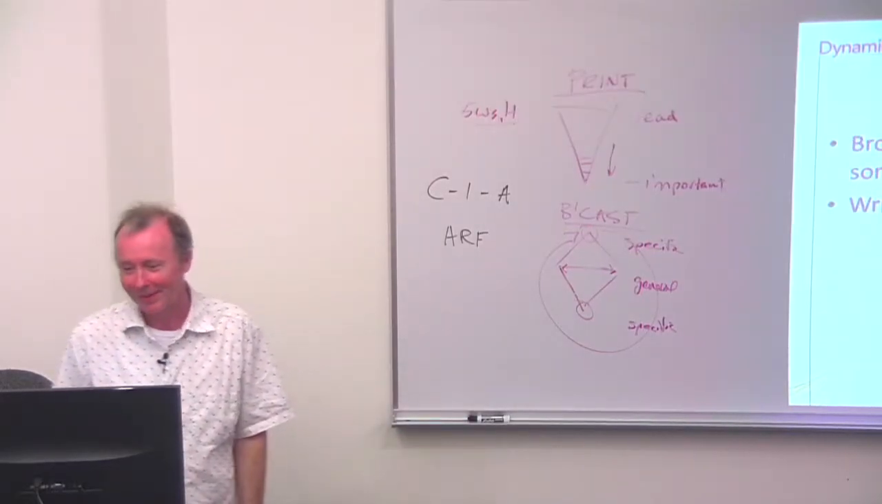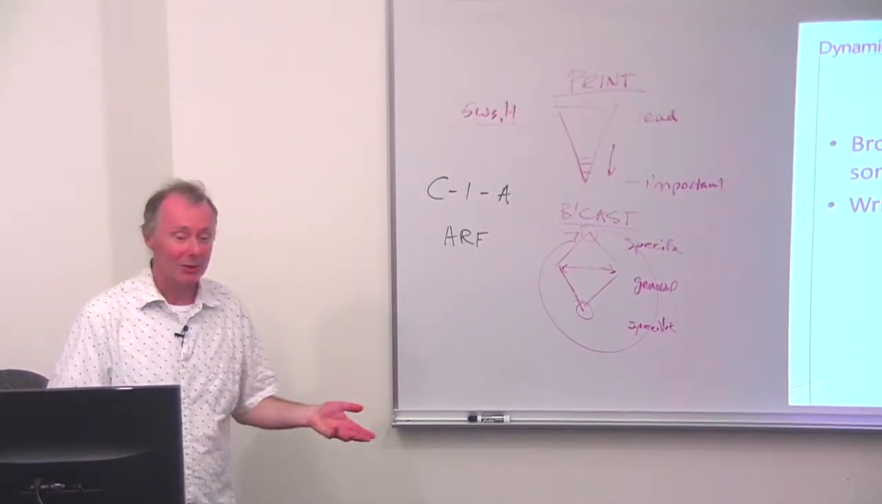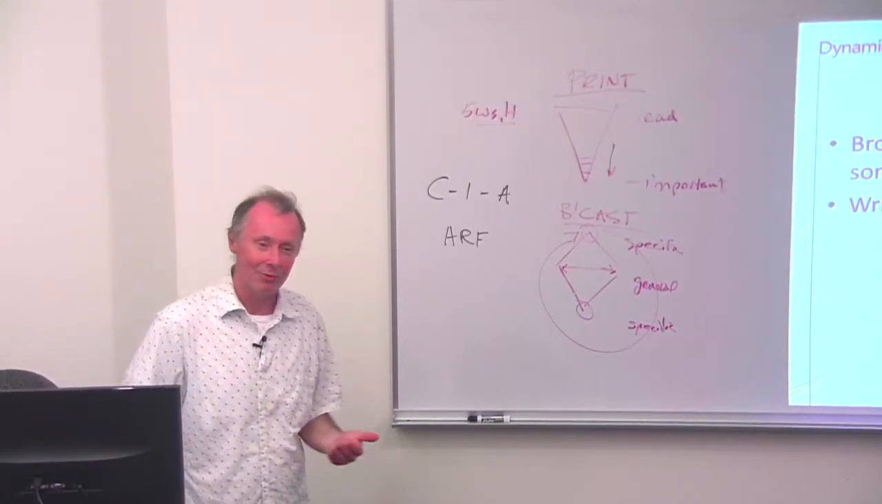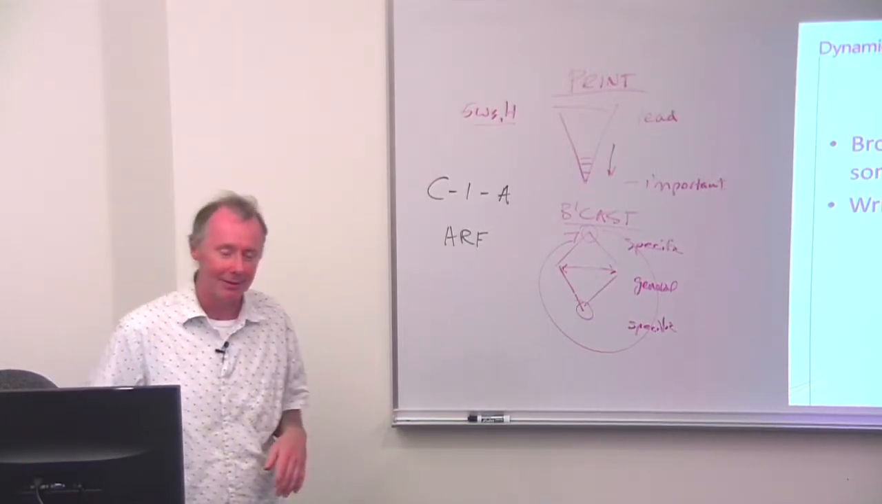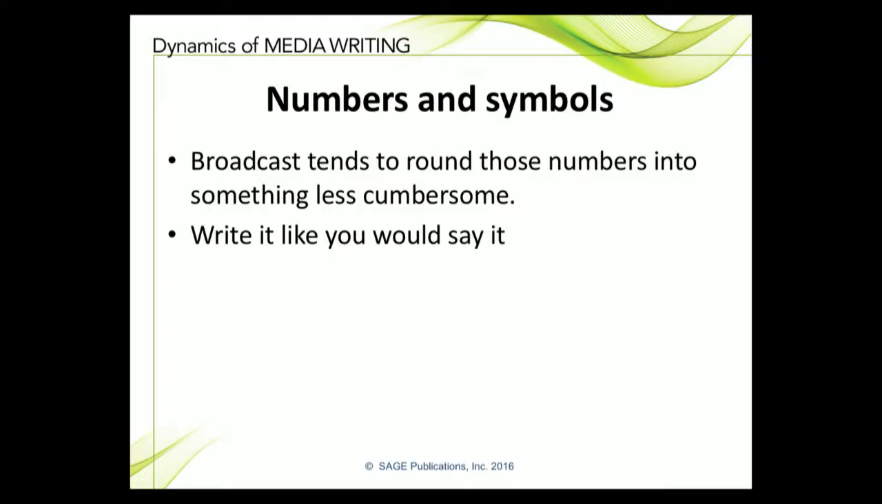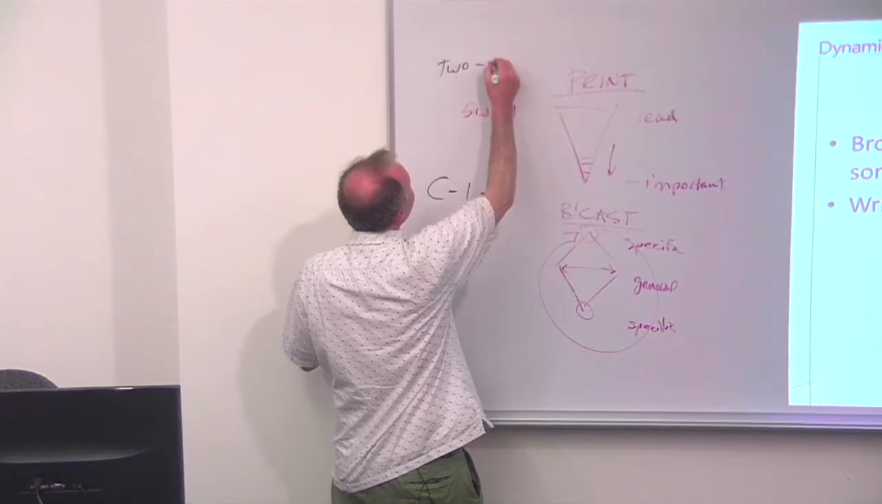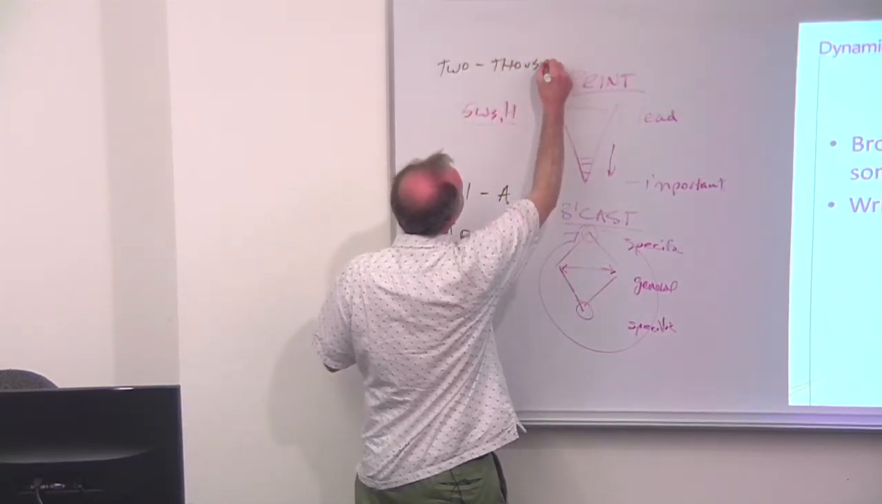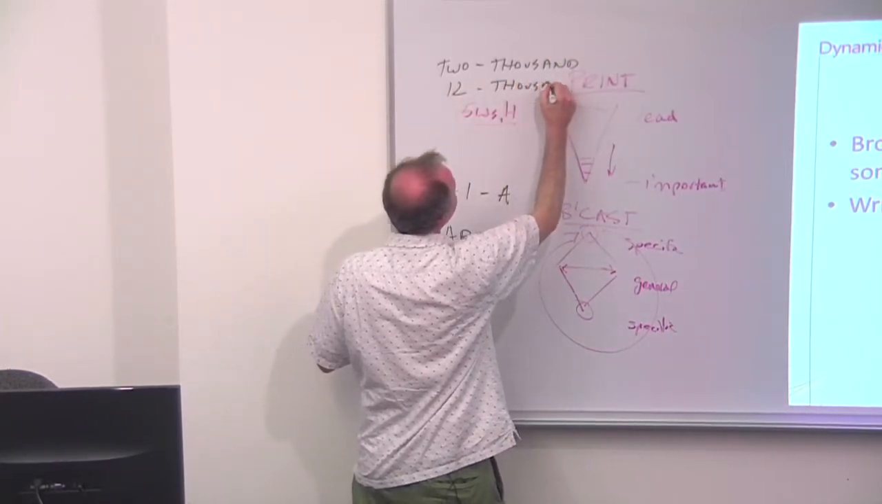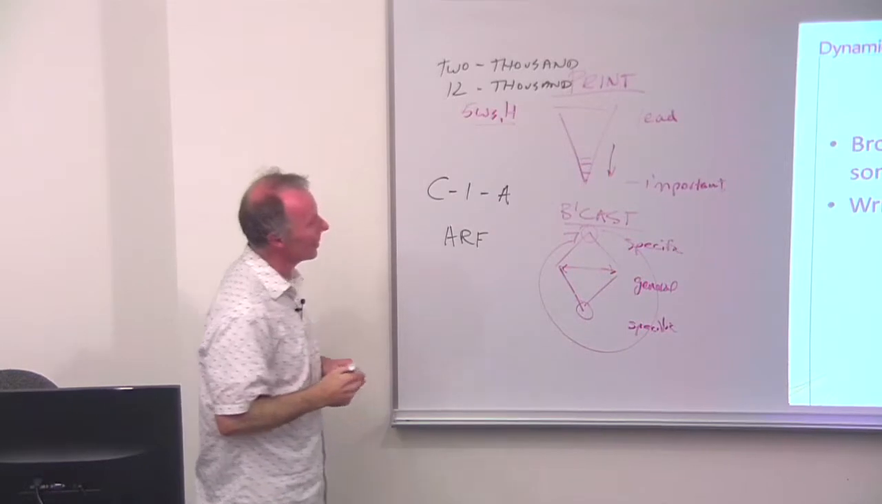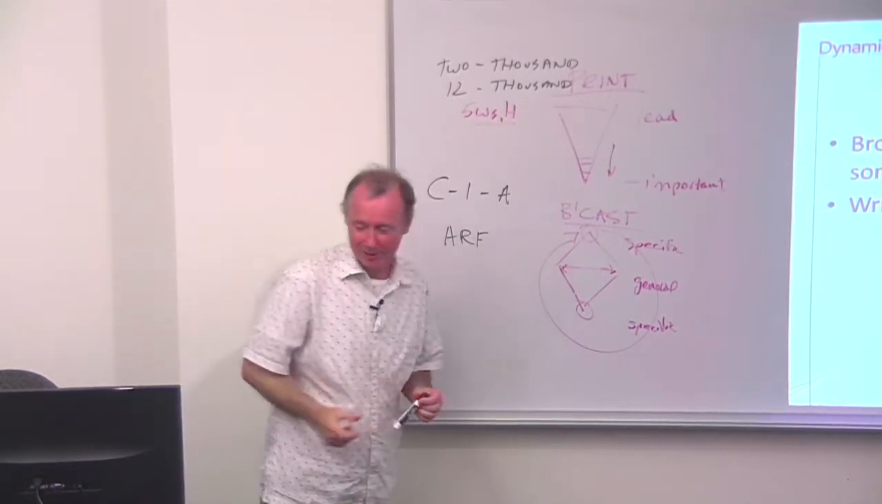Numbers and symbols, we looked over the rules for that. So again, once you've written the story, just go back in and look at your numbers. If they're over 11, then you can use numerals. If they're under 11, you will be writing them out. If it's 2,000, you'd write it that way. If it's 12,000, you'd write it that way. So we looked at those, right? Those are just expectations in terms of format.